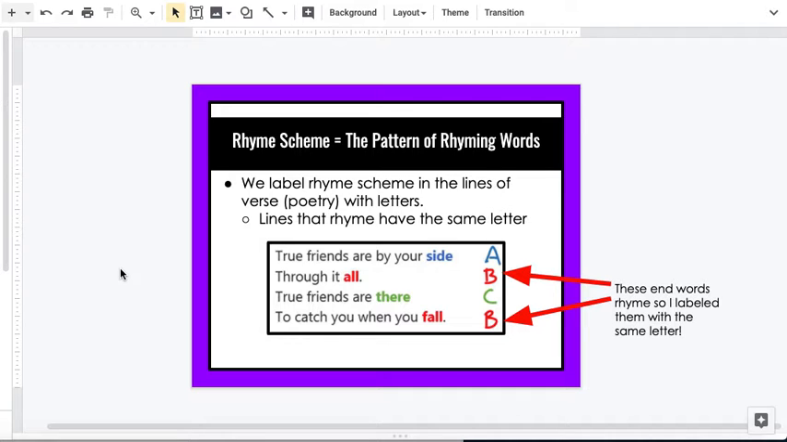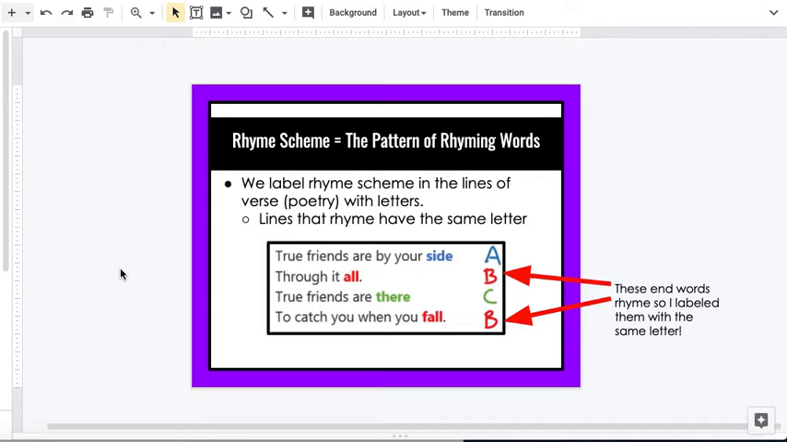True friends are by your side. Through it all, true friends are there to catch you when you fall. So our first line, we label A. And next line is through it all. All does not rhyme with side, so we have to give that one a new letter. Through it all is line B.